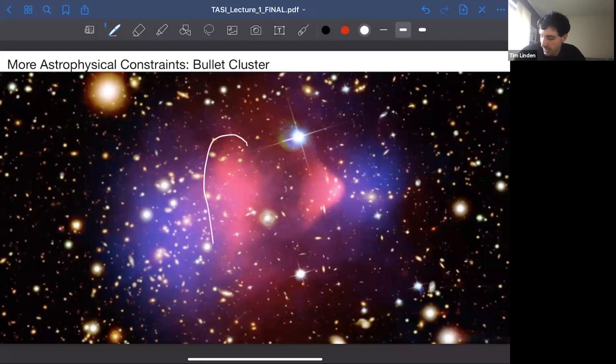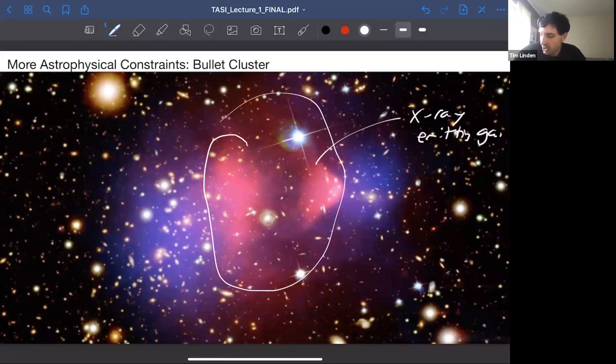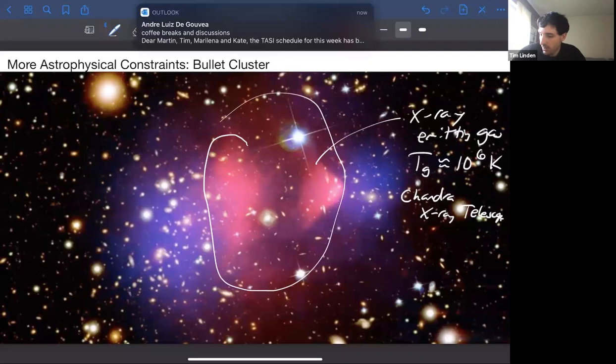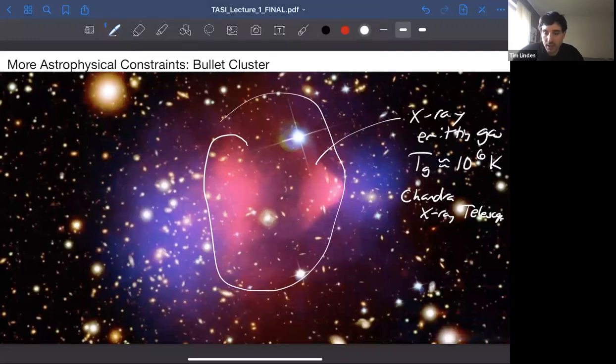In the center, this part here that is in pink, this is X-ray emitting gas. So it is hot gas. To emit X-rays, gas has to have a temperature, T gas, of around 10 to the 6 Kelvin. And then it emits X-rays. And so these observations are taken with the Chandra X-ray telescope. Don't quote me on it actually not being some other X-ray telescope like Rosetta or something like that. Andre just sent us all an email.